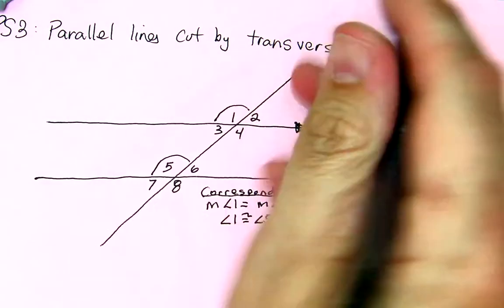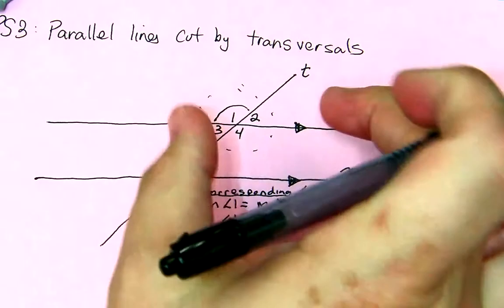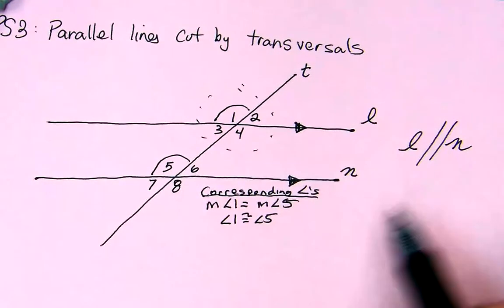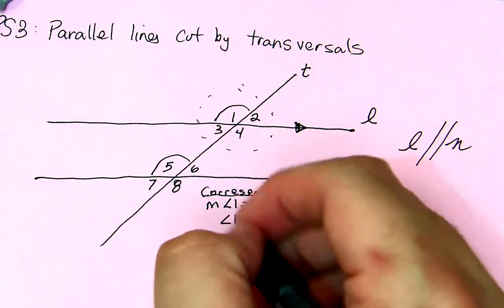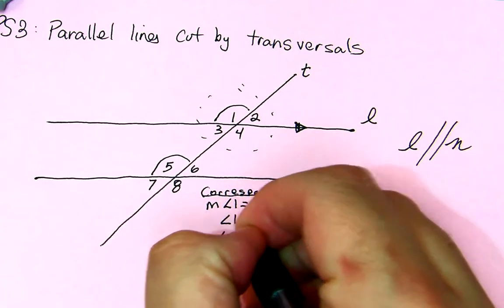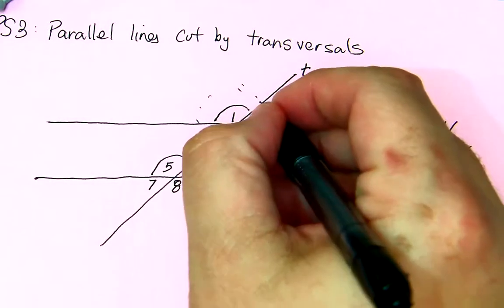Corresponding angles are angles that are in the same location. 1 and 5: if I were to cut this entire intersection, pick it up and put it right on top of the other, angle 1 would be right on top of angle 5. Angle 2 would be right on top of angle 6. So angle 2 would be congruent to angle 6, and they'd be corresponding. I'll put 2 arcs for them.